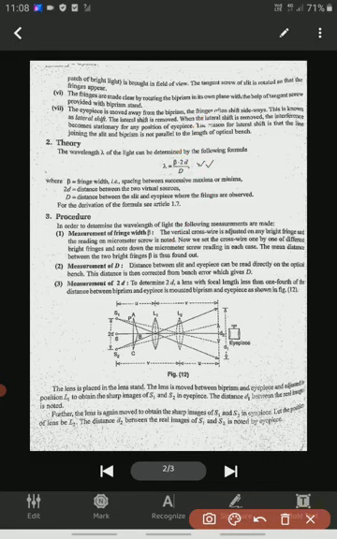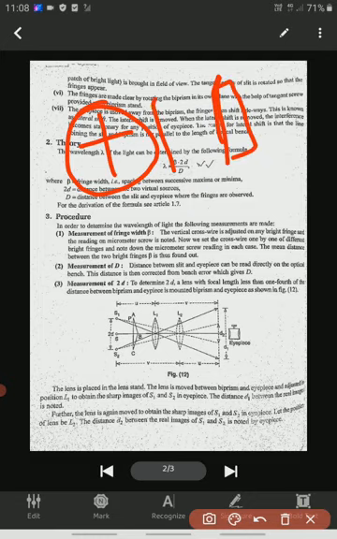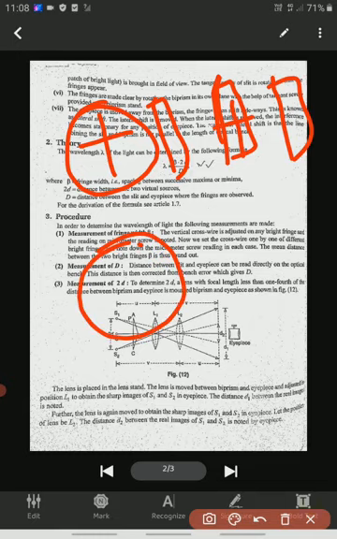So how can we find out the width of the fringe? First of all, the vertical cross wire is adjusted on any bright fringe. The eyepiece contains a vertical crosswire. When we adjust it on the bright fringe, we get bright fringes like this. Next we note the micrometer reading. First we adjust the crosswire on the bright fringe, and then we note the micrometer value.